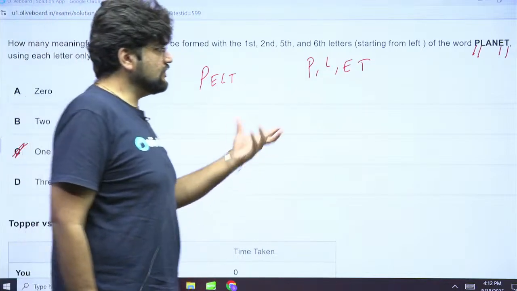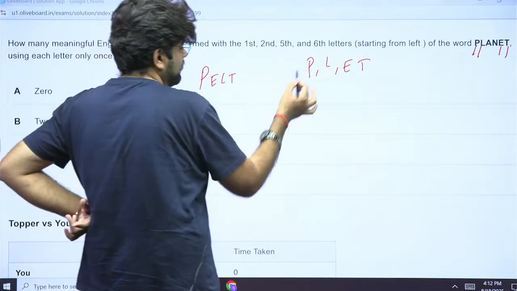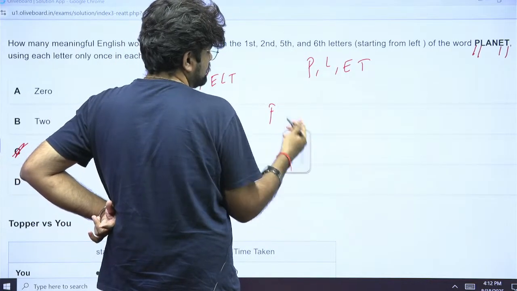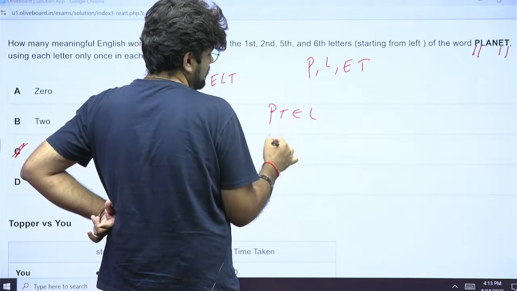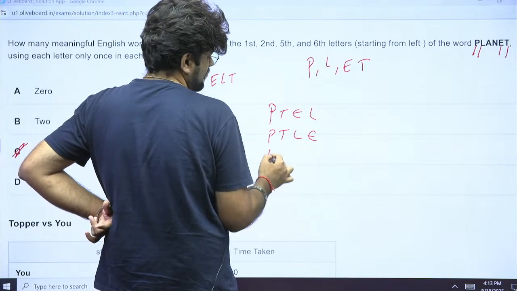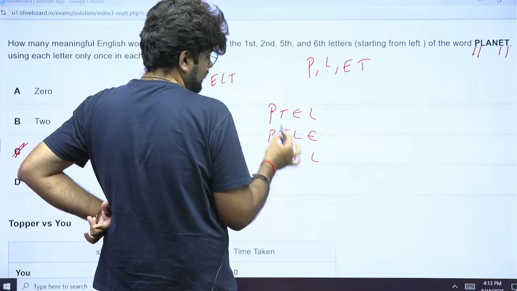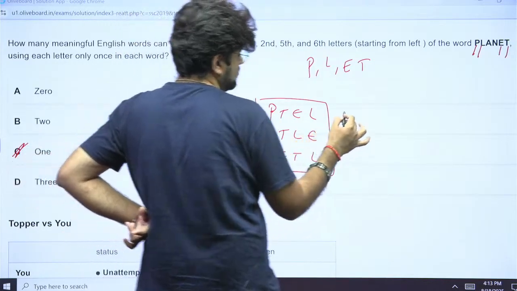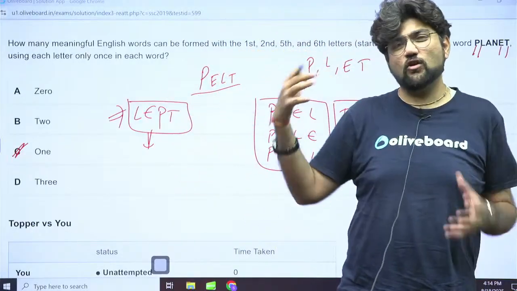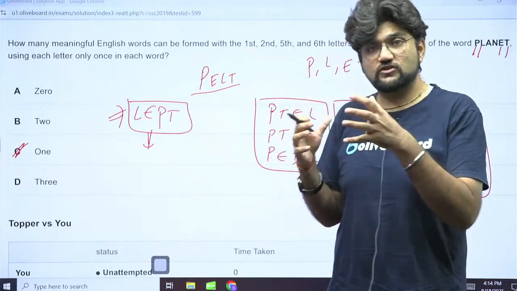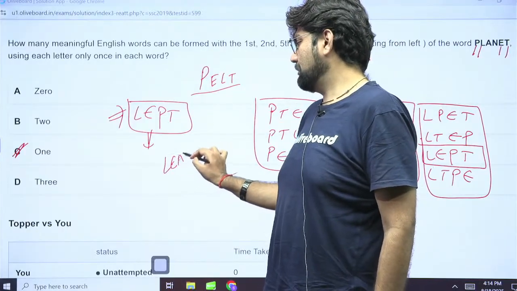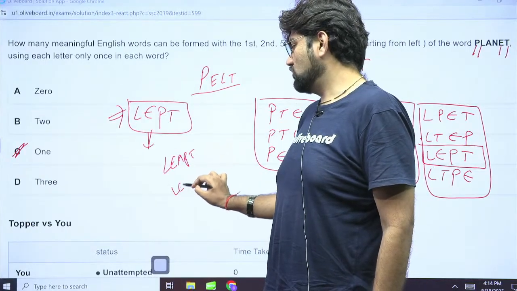Even if you rearrange this, what would you get? If I start with P, P-L-E-T is done, P-E-L-T I have already done. So I will do P-T-E-L, P-T-L-E, which is not a word, I know that beforehand. P-E-T-L, okay, nothing new is coming out of this. T-P-E-L. In the regular English, the Indian English which we follow, I have never seen it like this, it is always like this. And nowadays we are also using this.